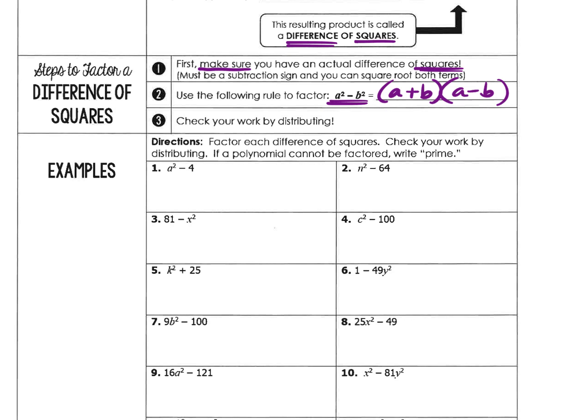Okay, then how do you check your work on this? You could FOIL it, right? If you FOILed this, first, outside, inside, last, you'd get a squared minus b squared. So you can always check it by FOILing once you've solved, okay?